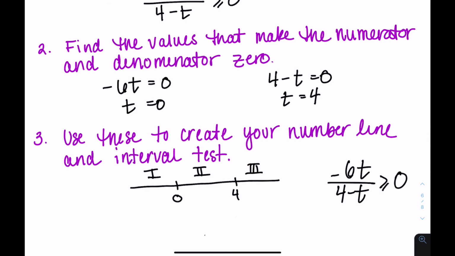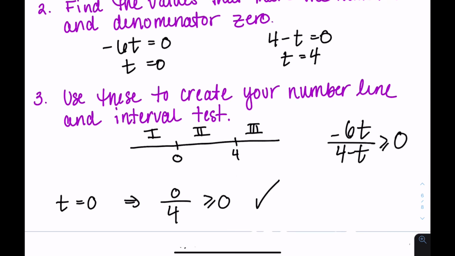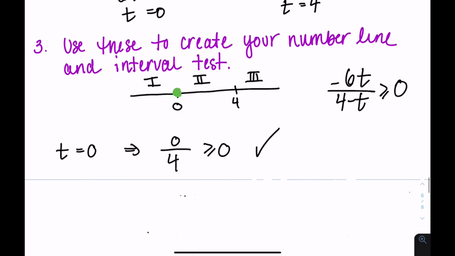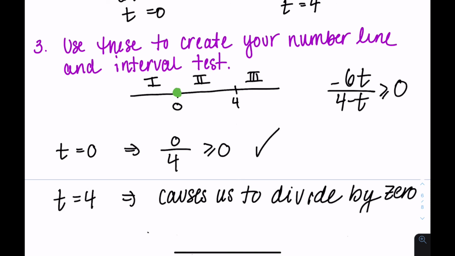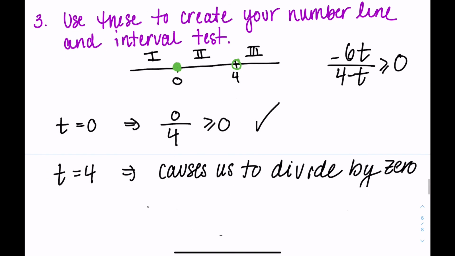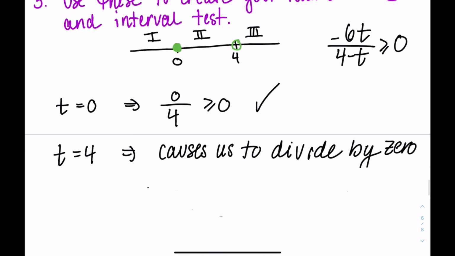If we want to look at those endpoints first this time, if you plug in t equals 0, you get 0 over 0 is greater than or equal to 0, so you can actually equal this point. If you go ahead and try to plug in the other one, t equals 4, that causes a problem because you're going to try to divide by 0. So I can't actually equal this. I have an open circle here instead. So now we can go through and test each one separately.